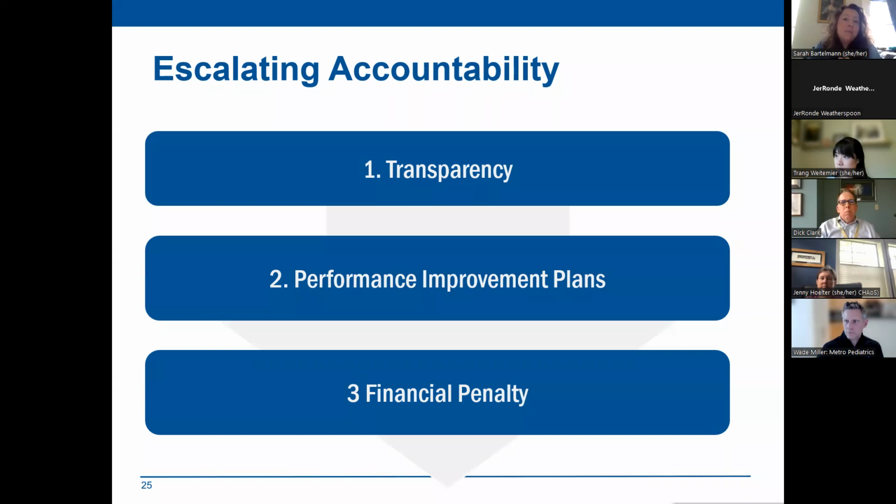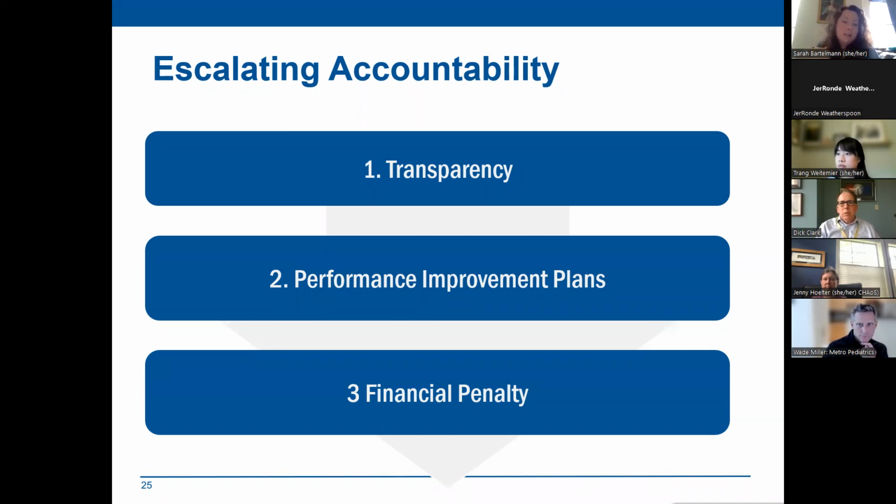Accountability has 3 phases. So the first is the transparency and the public reporting, and that's sort of that base level where every year we will be reporting performance and the cost growth drivers. For entities that do exceed the cost growth target with statistical certainty and without a good reason, the next layer of accountability that applies is a performance improvement plan.